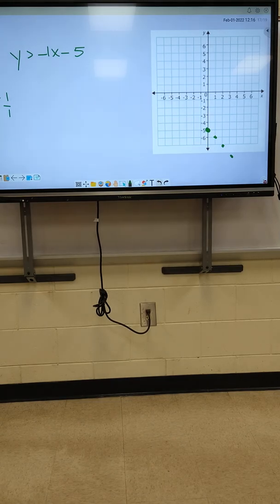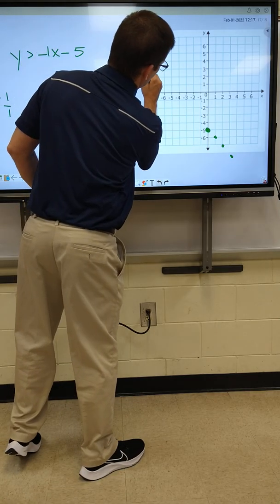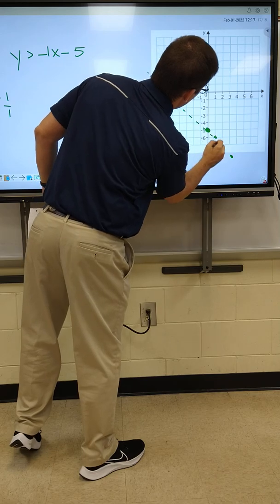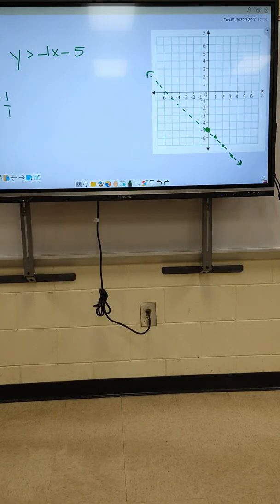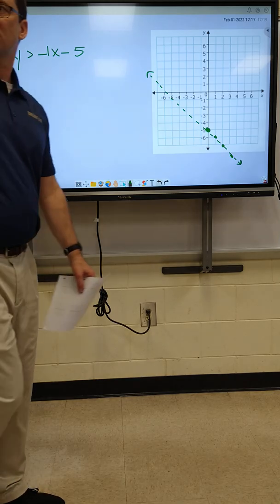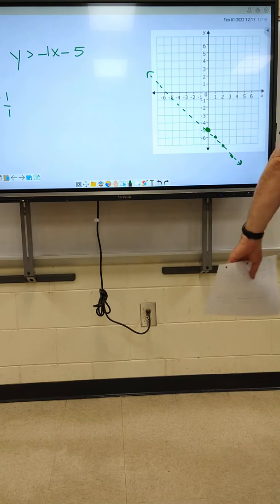Can we just keep it on the graph? Sure. Now, dotted line or solid line? Solid. And then you could go the opposite, couldn't you? Yeah, you could. I want your line drawn all the way across your graph, though. Do I shade above it or below it? Above, yeah.